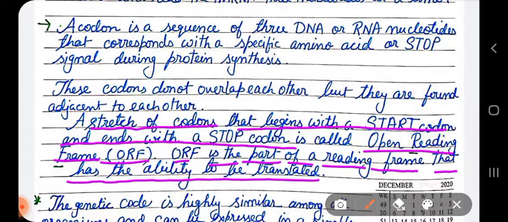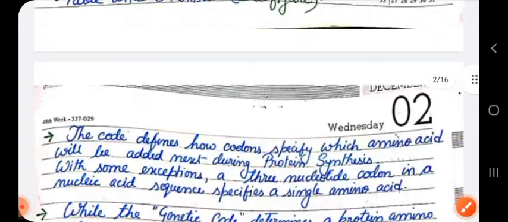So it is that part of our gene which will be translated to form a polypeptide chain, right?